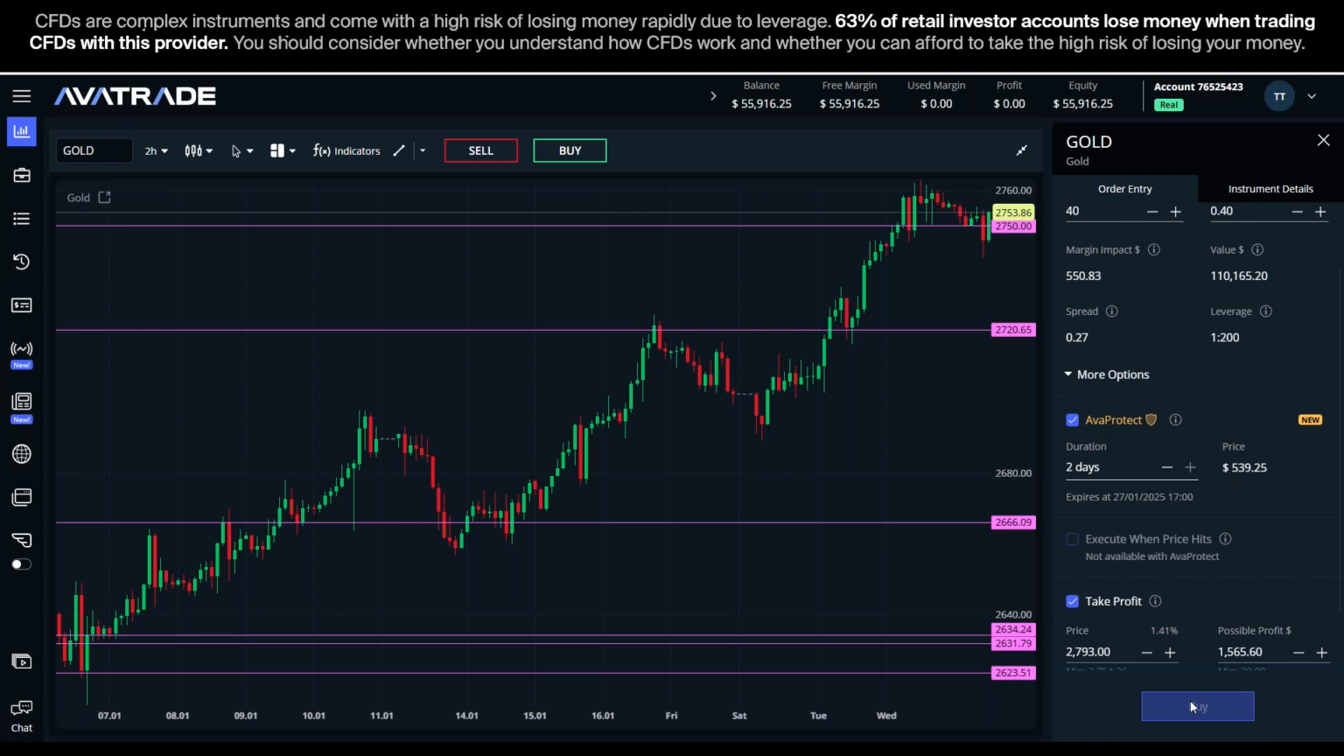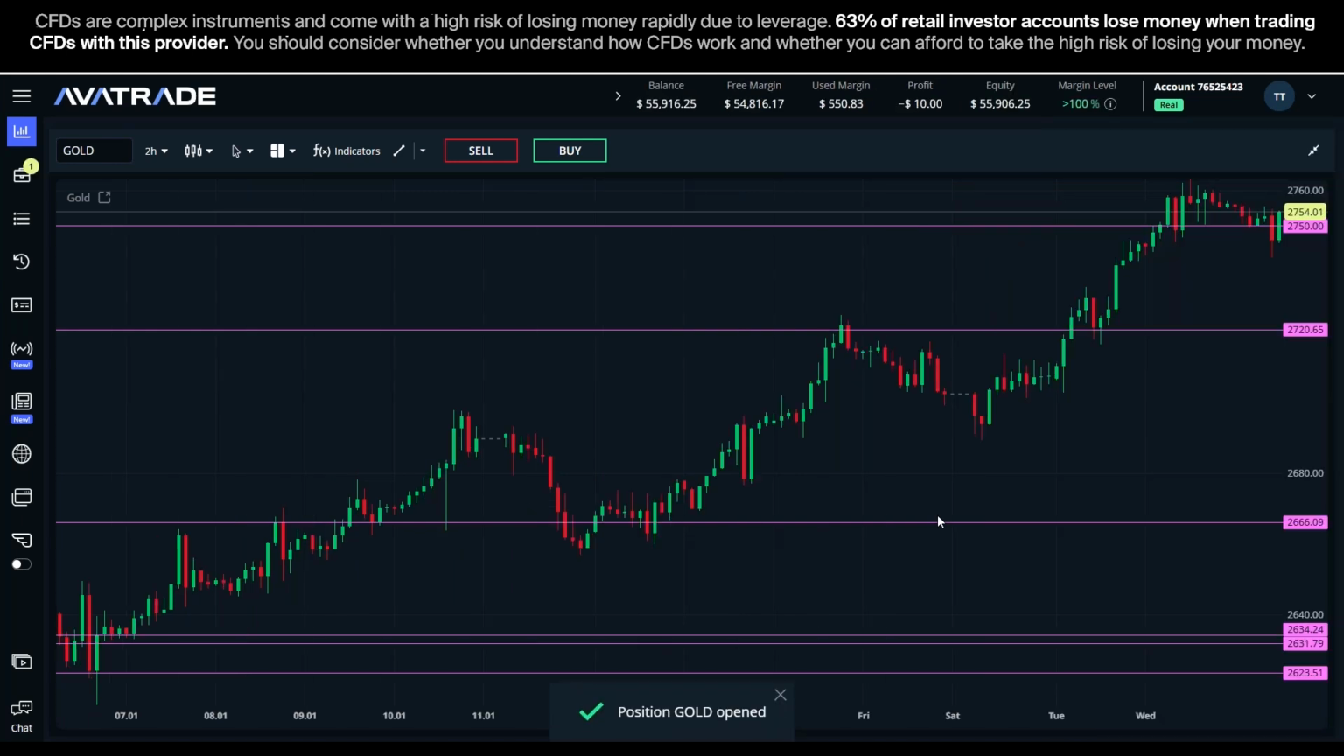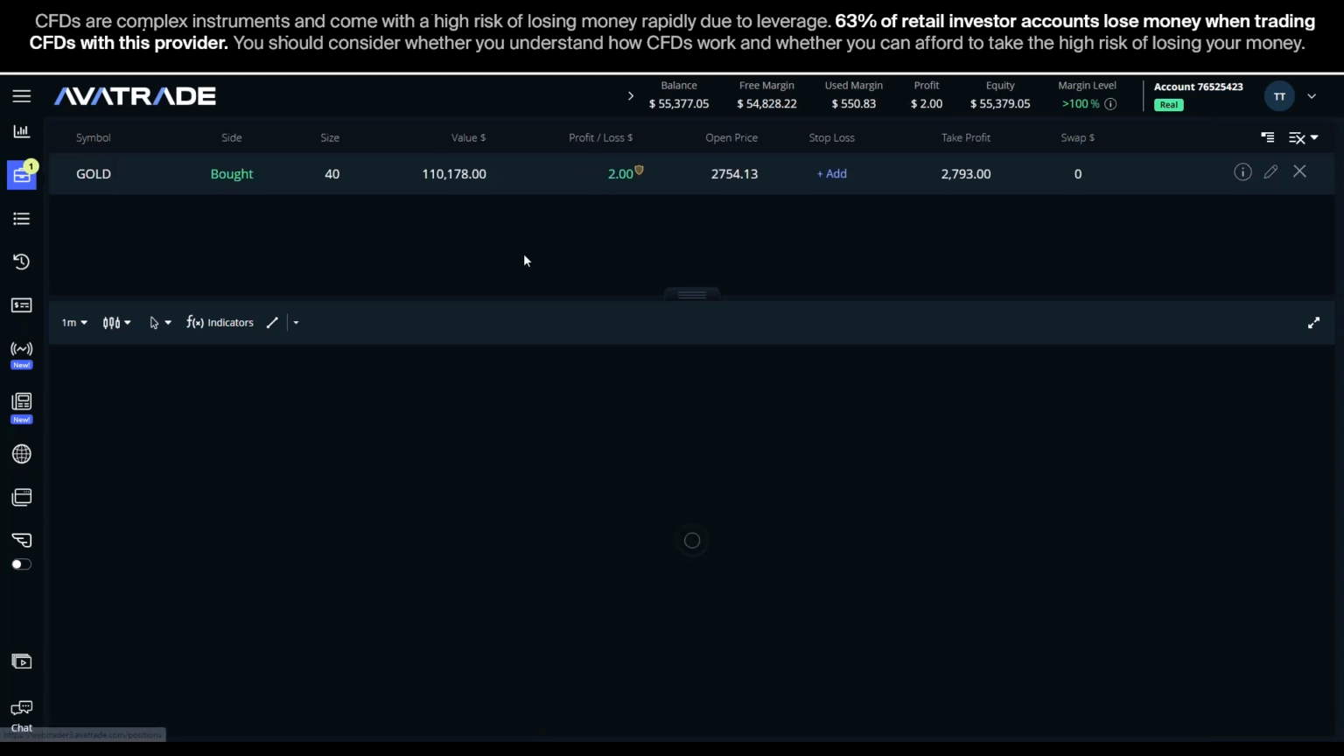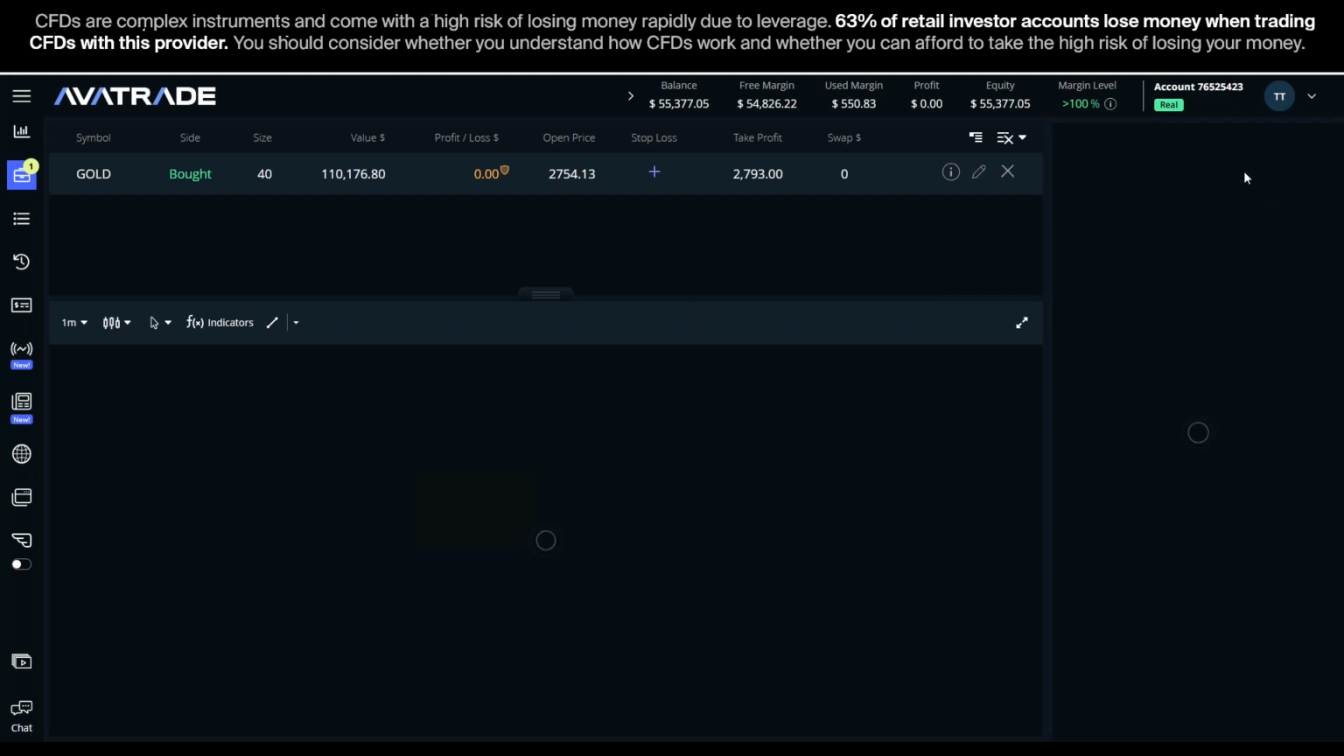And with using AvaProtect, I can be patient now with this trade and wait, even if it goes the wrong way initially. I don't have to have a stop loss programmed if I don't want. I can be patient for a couple days, because with the protection, any losses when the protection ends are added back. So as the protection time ticks down, and I can go to the information here, okay, it shows me how much time I have left on my protection.